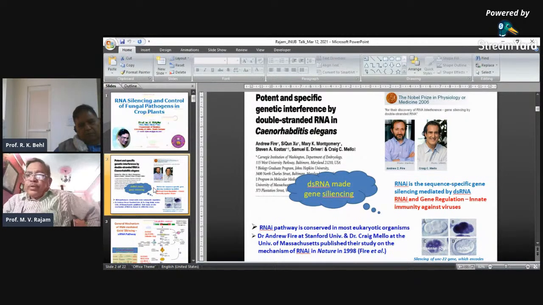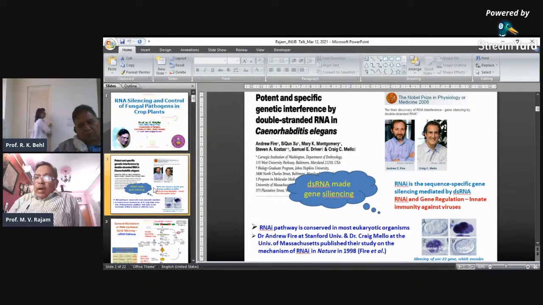And they have also observed a couple of more important things. They said the gene silencing can pass through from one generation to next generation. Not only that, the silencing signal can also move from one cell to other cell, which is facilitated by some proteins. And of course, for this important discovery, they have got Nobel Prize in 2006 within the span of 8 years. And now we know that RNAi pathway is highly conserved across most of the eukaryotic systems.